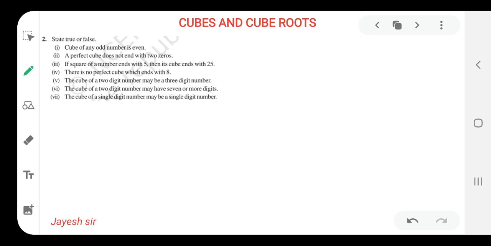Now let us begin with the third sum for the day of the same type of true and false. If the square of a number ends with 5, then its cube ends with 25. Is it correct or not? No. How? Let us try to understand over here. Square of 5 is 25, but cube of 5 is 125. Here the statement becomes correct.